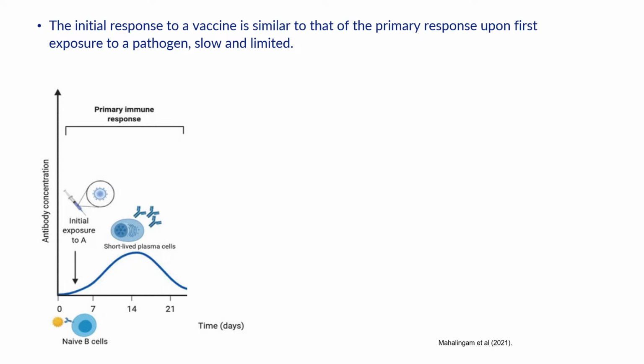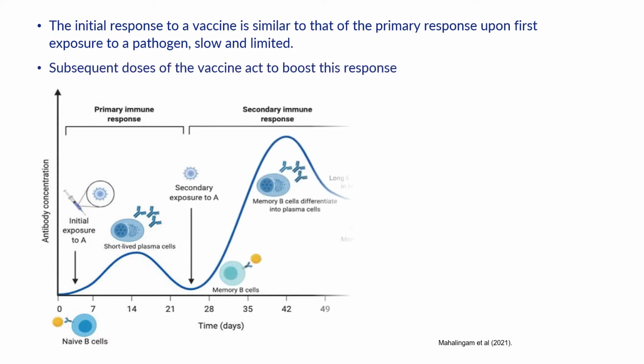The initial response to a vaccine is similar to that of the primary response upon first exposure to a pathogen, slow and limited. Subsequent doses of the vaccine act to boost this response, resulting in the production of long-lived antibodies and memory cells, as it would naturally following subsequent infections.